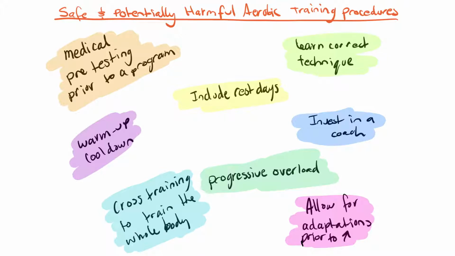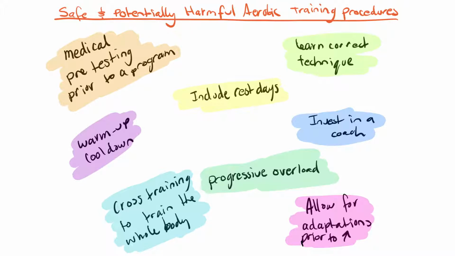So just like when we had a look at strength training, the safe and potentially harmful aerobic training procedures go hand in hand. So if we have a look at some of the safety elements in relation to aerobic training, obviously by adhering to these elements of training, that's going to avoid harmful issues around aerobic training.